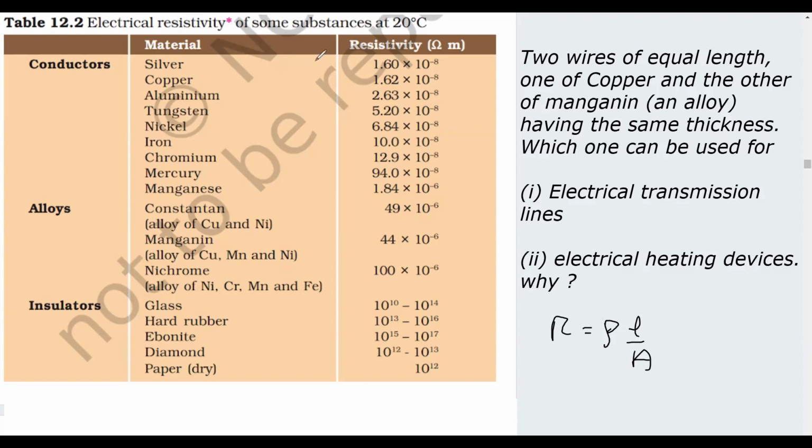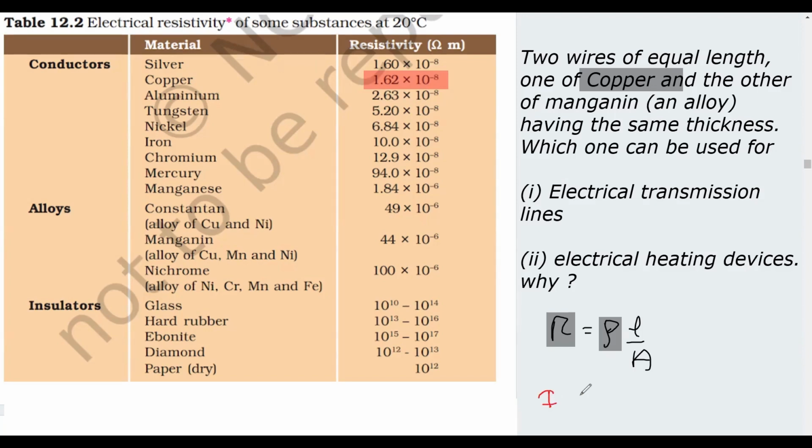Now, the wires are of equal length and the same thickness. So ultimately it is the resistivity on which the resistance will depend here. The copper wire has a very low resistivity, so it's a good conductor. Lower the resistivity, higher is the conductivity.